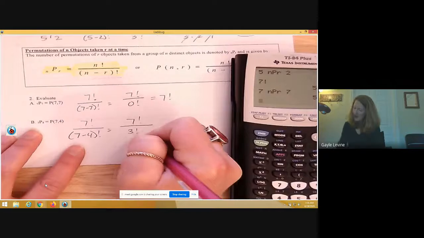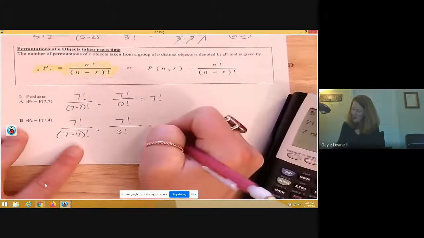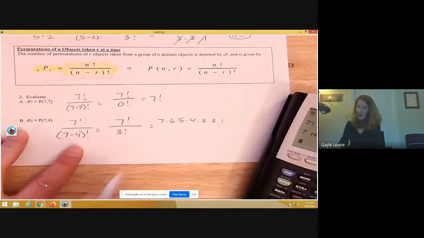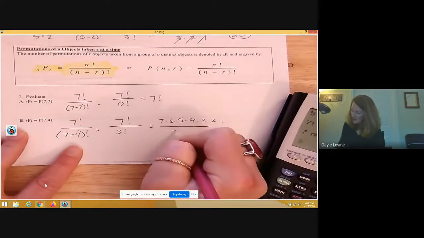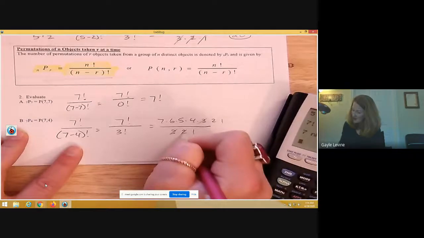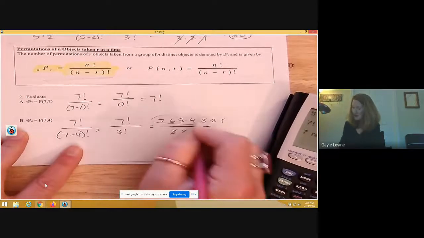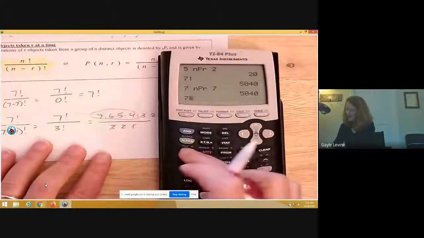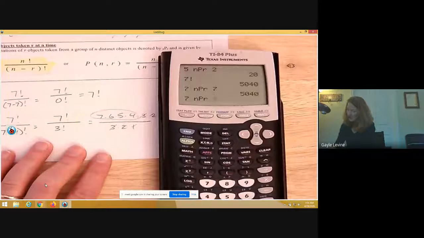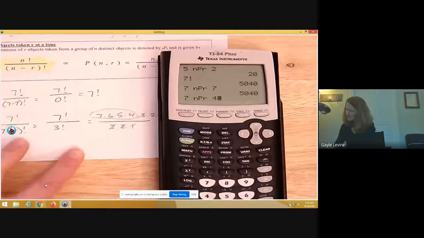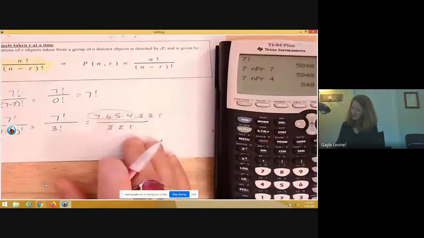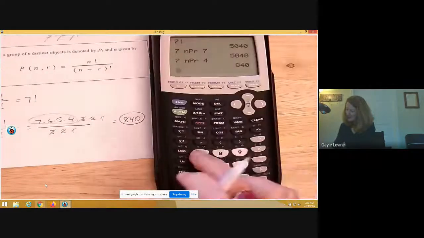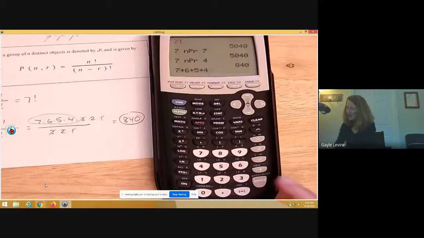So that would be 7 factorial over 3 factorial. And if you did this out, it would be 7 times 6 times 5 times 4 times 3 times 2 times 1, all divided by 3 times 2 times 1. The 3, the 2, and the 1s would cancel, and that would just be this product. So I can do that on my calculator as 7 nPr 4, and I get 840. And let's hope I'm not messing up here. I'm going to do 7 times 6 times 5 times 4, and I also get 840.